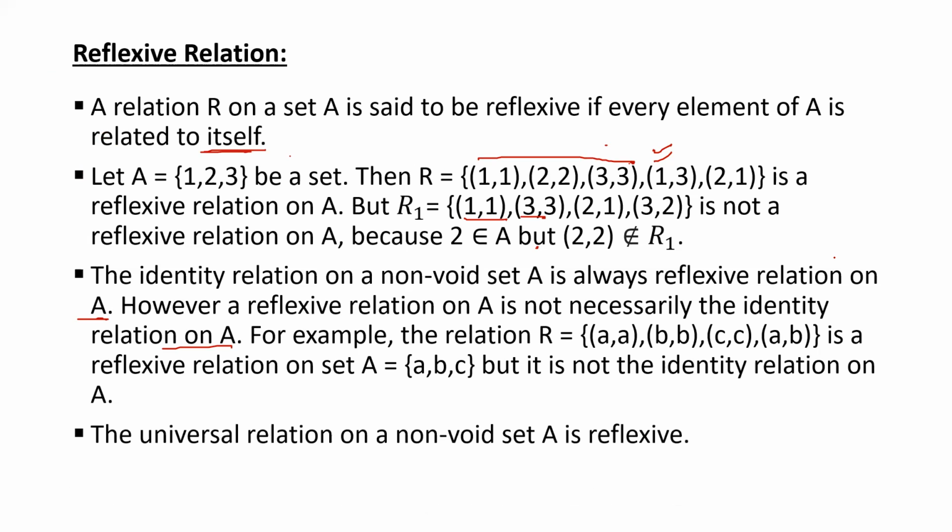Then please note down one more point: a universal relation on a non-void set is reflexive. We know that in a universal relation, we will take all the ordered pairs. That's why it will become a reflexive relation, because in a universal relation, these ordered pairs will also be included. Please note down this last point: universal relation on a non-void set is reflexive.